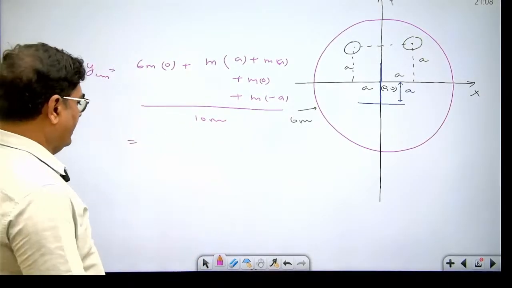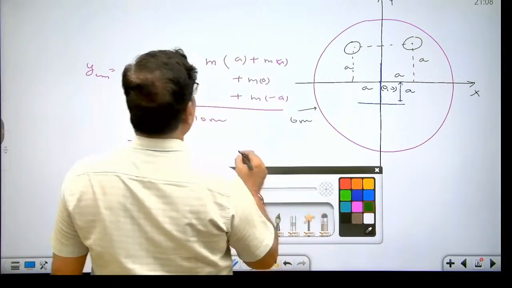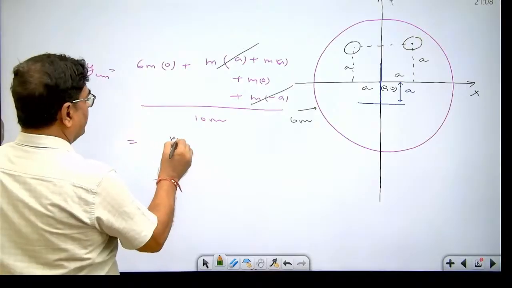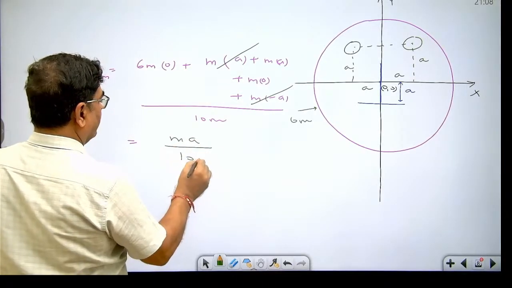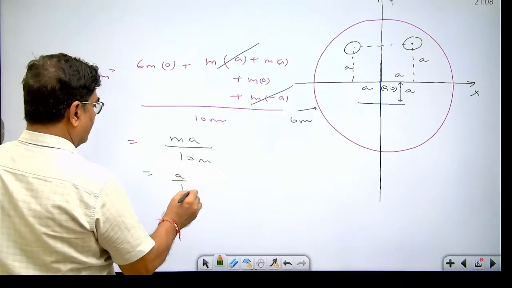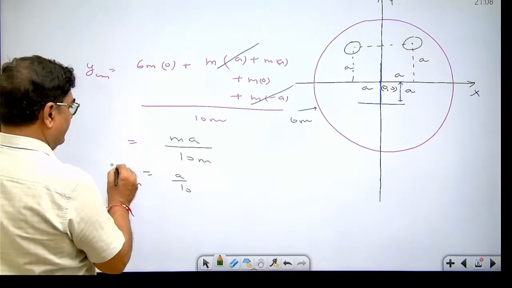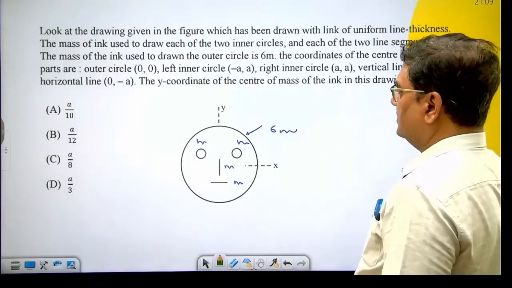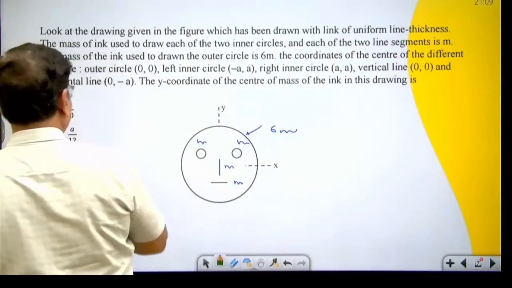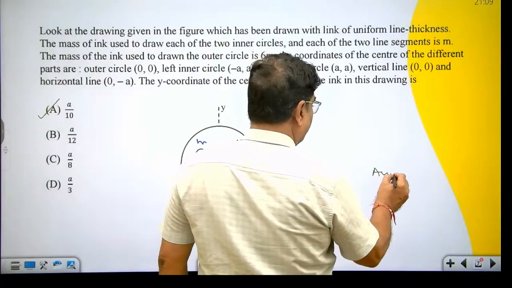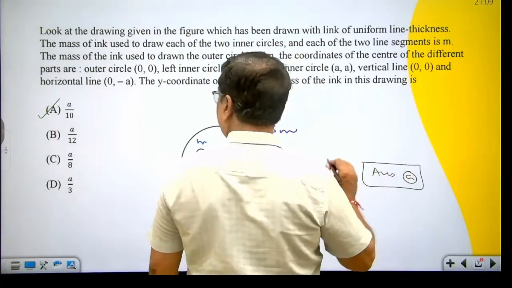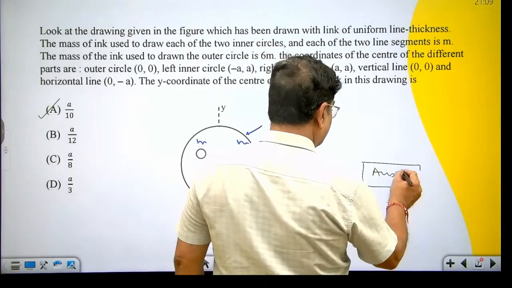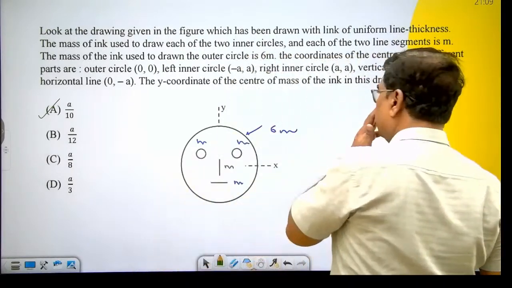Dear student, if we solve this equation, ma and minus ma will get cancelled. So in the numerator ma is there, in the denominator 10m is there. So after solving, we will get ycm as a by 10. This is our answer. So the answer to the question is option A. We can mark option A as our correct answer.